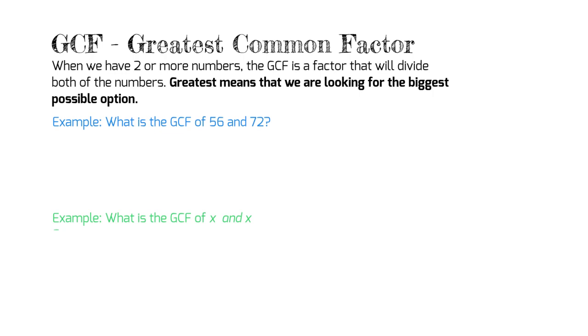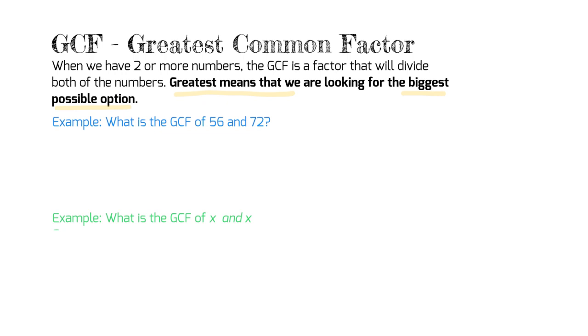This is where we have two or more numbers, and we want to divide all of these numbers by the same factor or a number that's smaller than the ones that we start with. Greatest means that we're looking for the largest possible option. So let's start with an example. What is the GCF of the numbers 56 and 72?